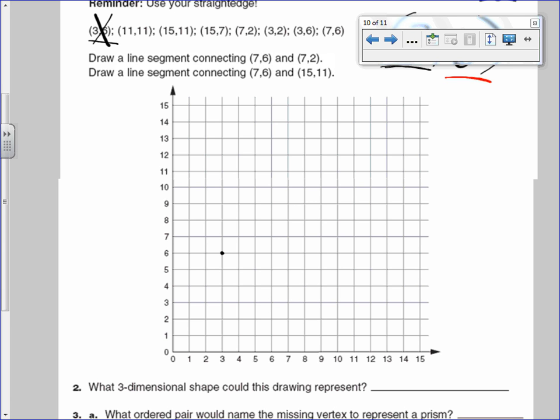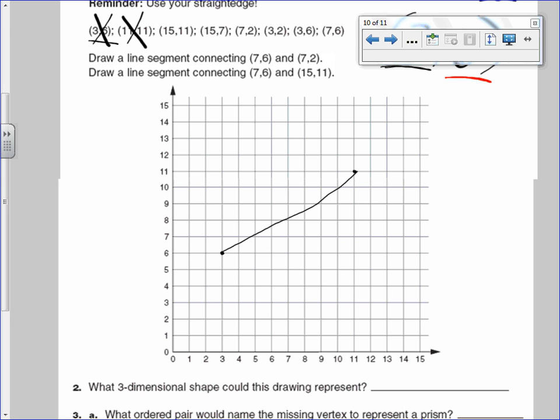Next, we have 11, 11. So I'm going 11 across the bottom, 11 up top. Let me find it. There. Look right? Yes, it does. That tells us to connect this. I don't have a straight edge here in the smartboard, so I'm going to freehand this. Oh, not too bad. Could have been worse. All right, I'm going to cross out 11, 11.